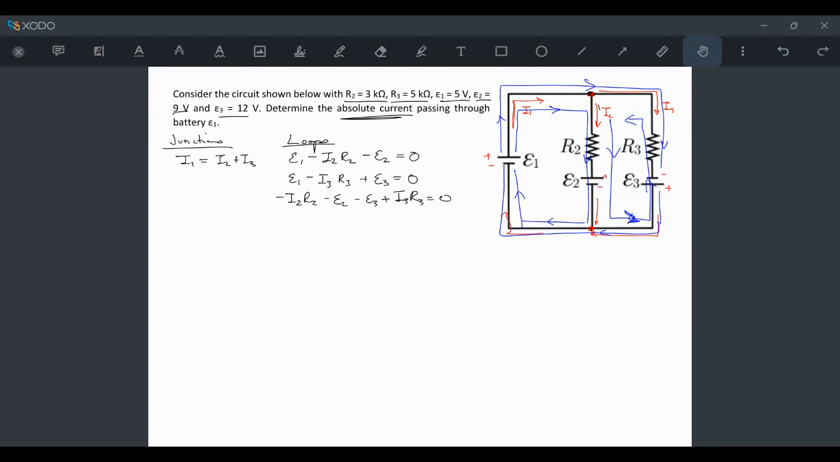So we want to figure out what is the current passing through battery 1. So this is I1, which is the one we want to get a handle on. What we can do is label things similarly to the last problem. We can use the first two equations we got from the loop rule and solve for the currents I2 and I3, and then we can put them into our equation from the junction rule to figure out what I1 is.